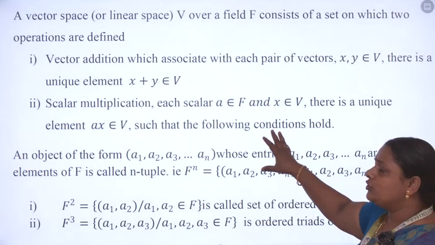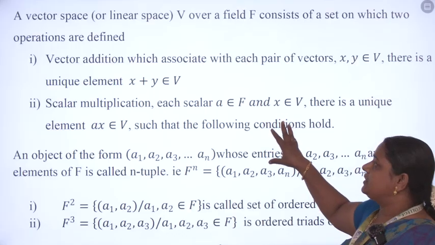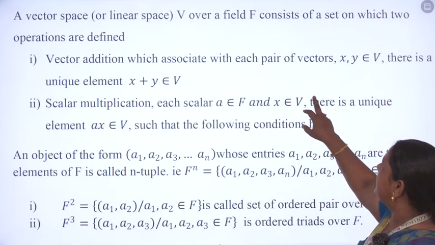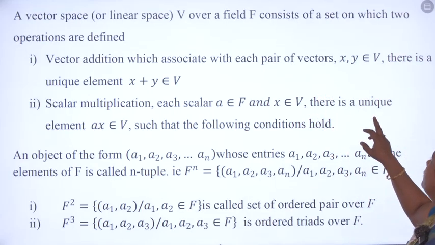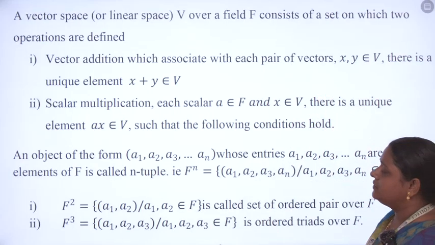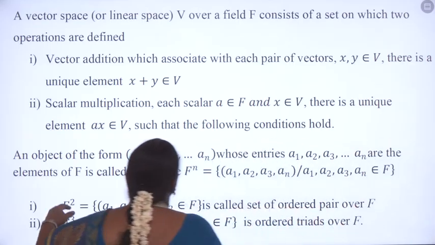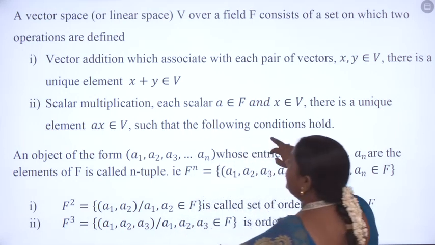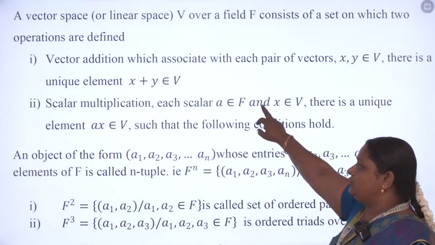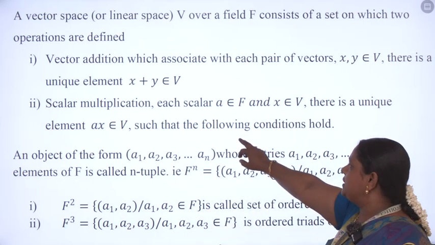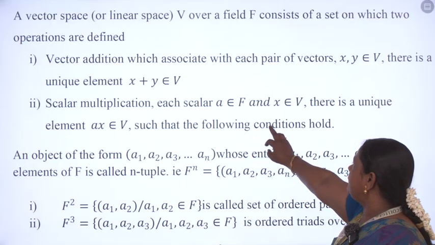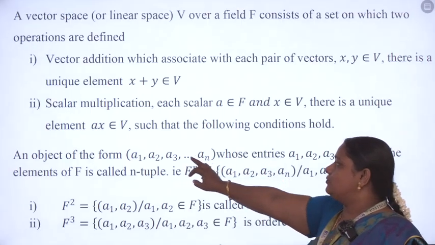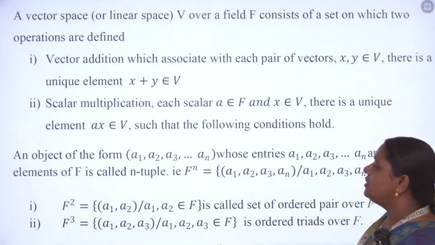Then we will discuss the vector space definition. So what is meant by a vector space? A vector space V over a field F consists of a set on which two operations are defined. Vector addition, which associates with each pair of vectors x, y belongs to V a unique element x plus y belongs to V. And then scalar multiplication, for each scalar a belongs to F and x belongs to V, there is a unique element ax belongs to V such that the following conditions hold good.